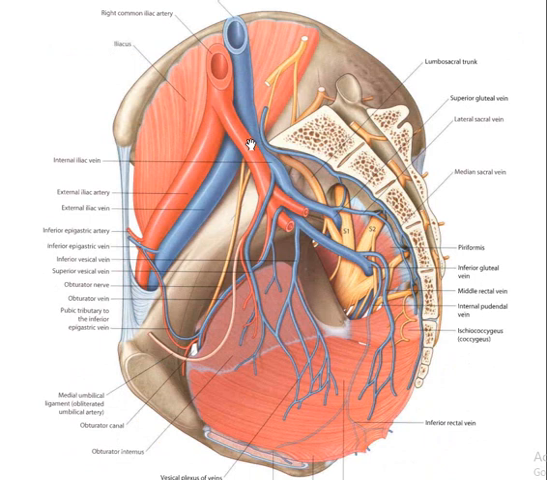Now let's visualize the venous drainage. For the venous drainage, we have this position here, the inferior vesical vein. We have the superior vesical vein. We have this part here, the superior gluteal vein. We have the lateral sacral vein. We have the median sacral vein.